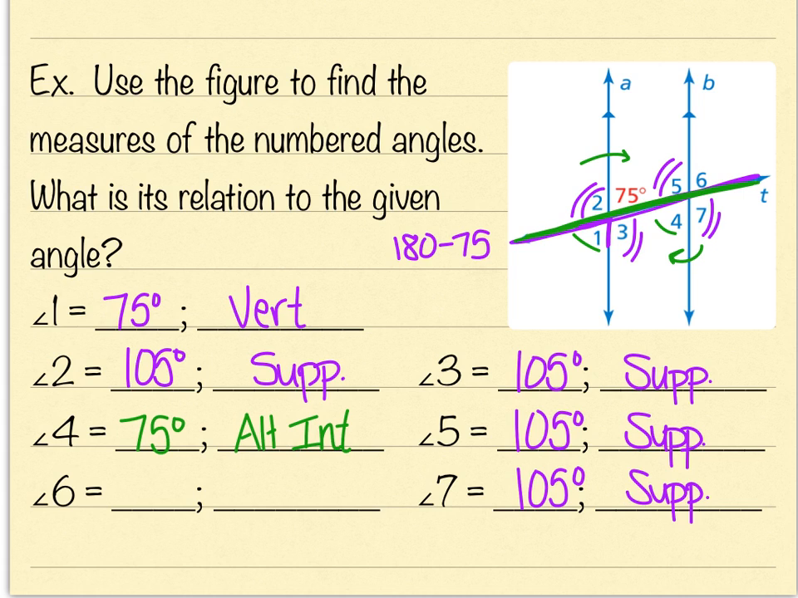And then angle 6, right here, angle 6 is going to be corresponding with the 75-degree angle because angle 6 actually sits in the same exact spot as the 75-degree angle. So angle 6 is 75 degrees because it's corresponding, which I'll abbreviate CORR.